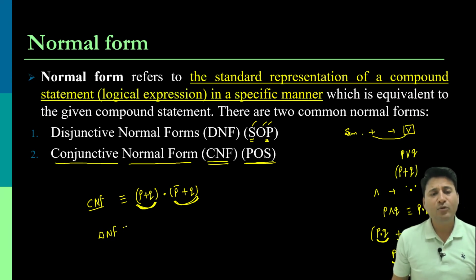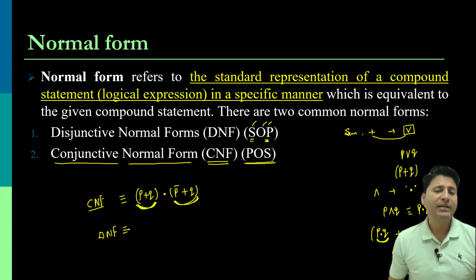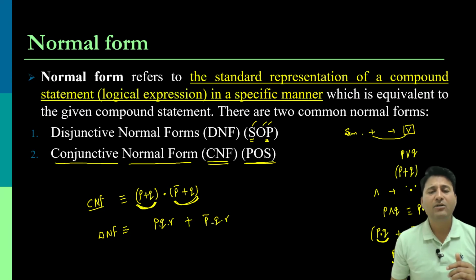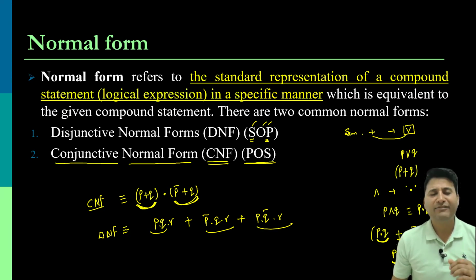Let us write one more example for DNF having three inputs P, Q, R. So let us say one term is PQR, then plus PQR complement, then PQ complement R. So these are the product terms, and if I add them, I will get a DNF, disjunctive normal form.